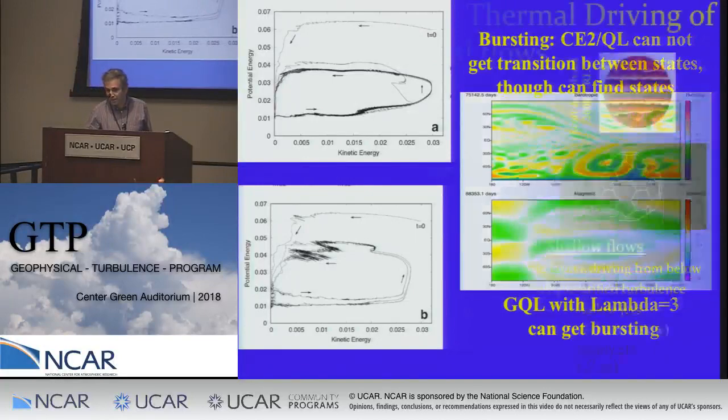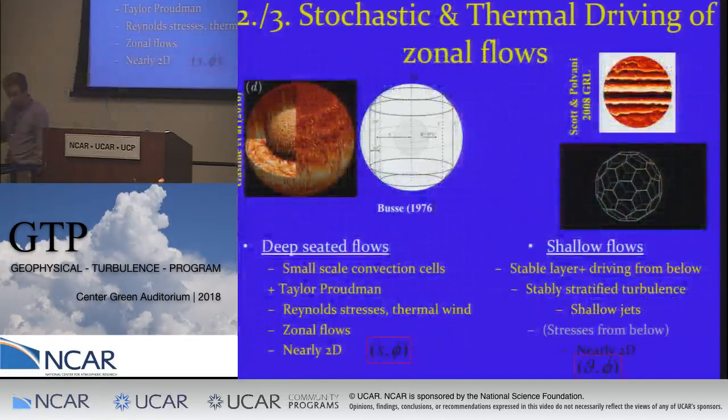Okay, so I have 5 minutes left. So I just want to show you a couple of other evaluations of this approximation. The second model we took is the so-called Busse annulus, which you get by essentially doing a quasi-geostrophic model of convection in a planet. As Busse did, you average over the z-coordinate. And what happens is you get small-scale convection cells plus the Taylor-Proudman theorem lead to the generation of zonal flows, as I showed you earlier.